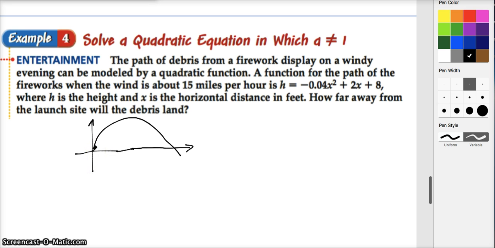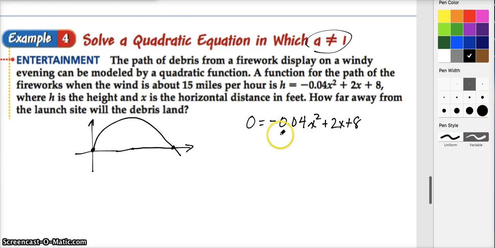And so if I consider this the initial launch site, then this would be the landing. So in a way, I'm looking for the x-intercepts. I'm looking for the answer when the height is 0. So I'm going to rewrite my equation and put that 0 is equal to negative 0.04x squared plus 2x plus 8.